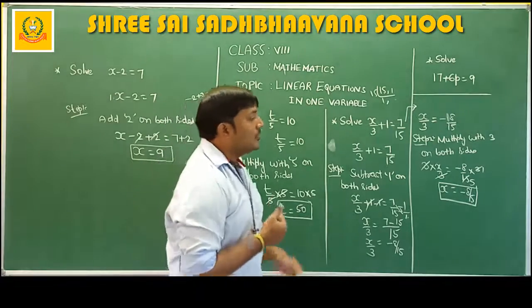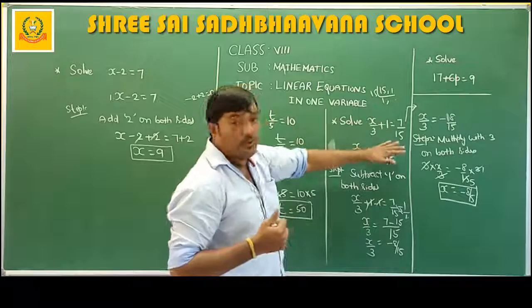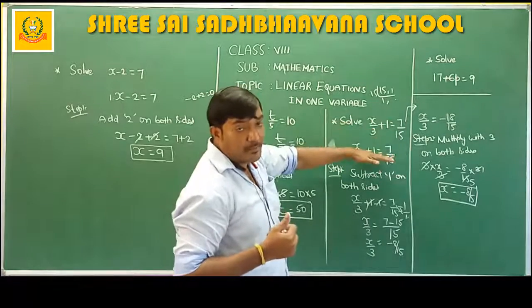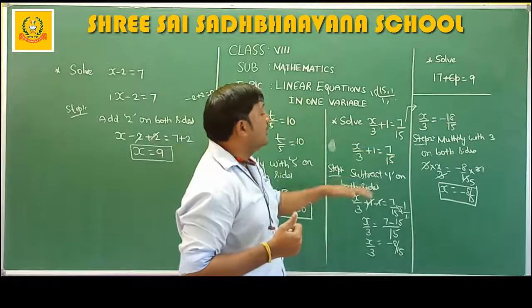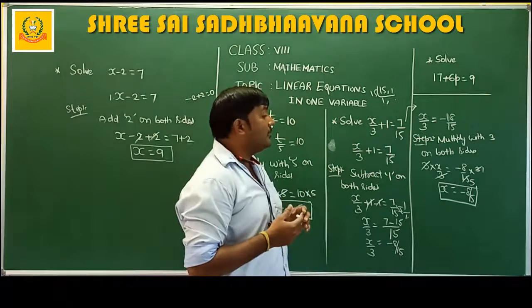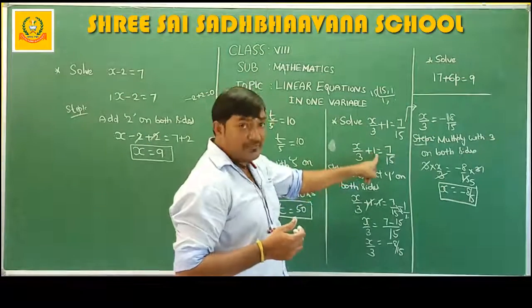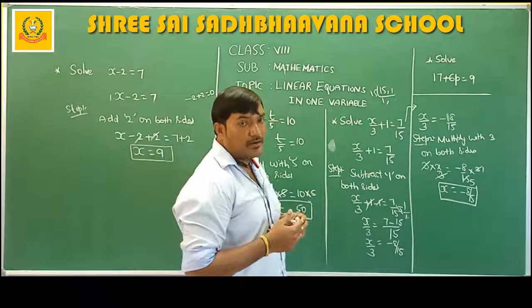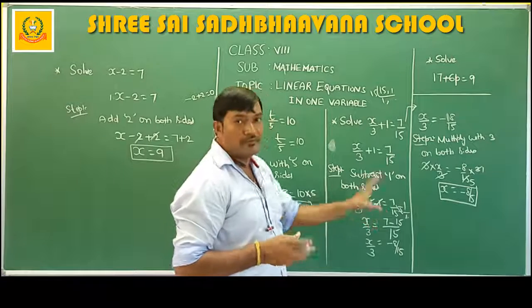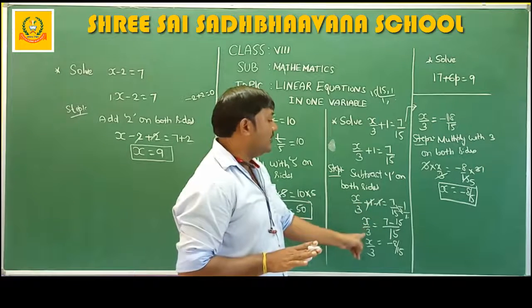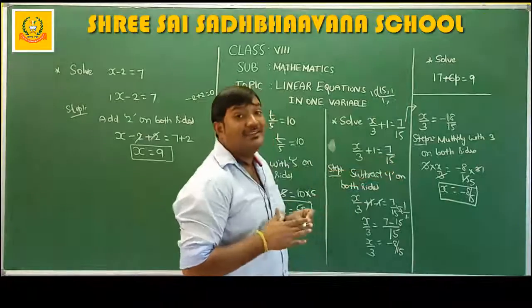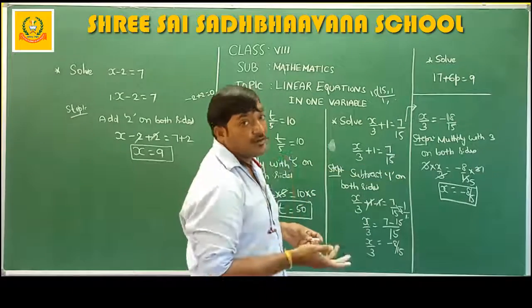Just you look at this. What we have taken: x by 3 plus 1 is equal to 7 by 15. We have just taken a linear equation. Now we subtract 1 on both the sides, because here it is added with 1. When you subtract, 1 will get cancelled, you will be left with x by 3, and the same thing we did in the LHS, we have to perform in the RHS also.